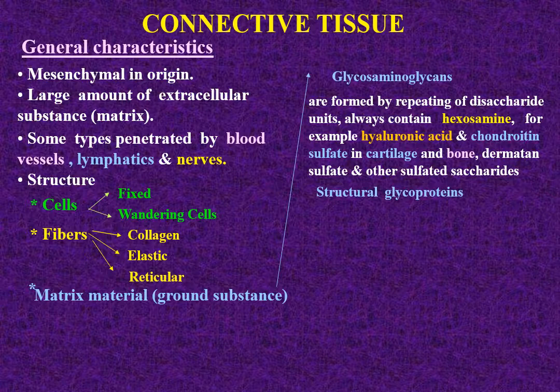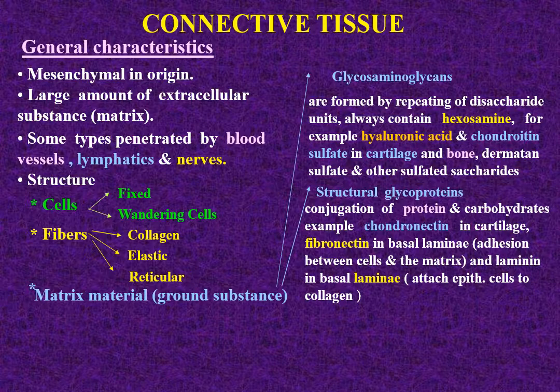Hyaluronic acid is one of the chief examples of glycosaminoglycans present in loose connective tissue. Also, hyaluronic acid and chondroitin sulfate are mainly present in cartilages and bones. Other types of glycosaminoglycans are dermatan sulfate and other sulfated saccharides.